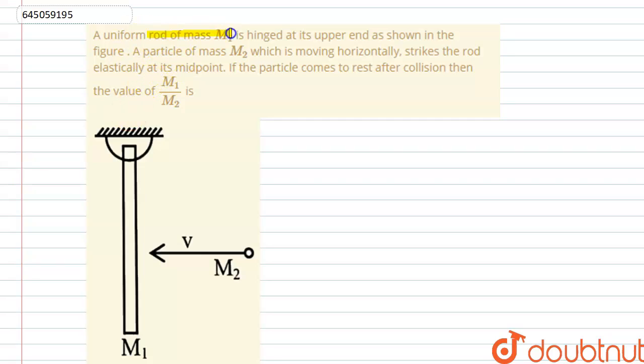Hello everyone, let's start the question. Question says a uniform rod of mass m1 is hinged at its upper end as shown in the figure. A particle of mass m2, which is moving horizontally, strikes the rod elastically at the midpoint. Means at this point, and this point is at midpoint, which means if the total length of the rod is L, then this length is L by 2, right? Now, if the particle comes to rest after collision, then the value of m1 by m2 is.